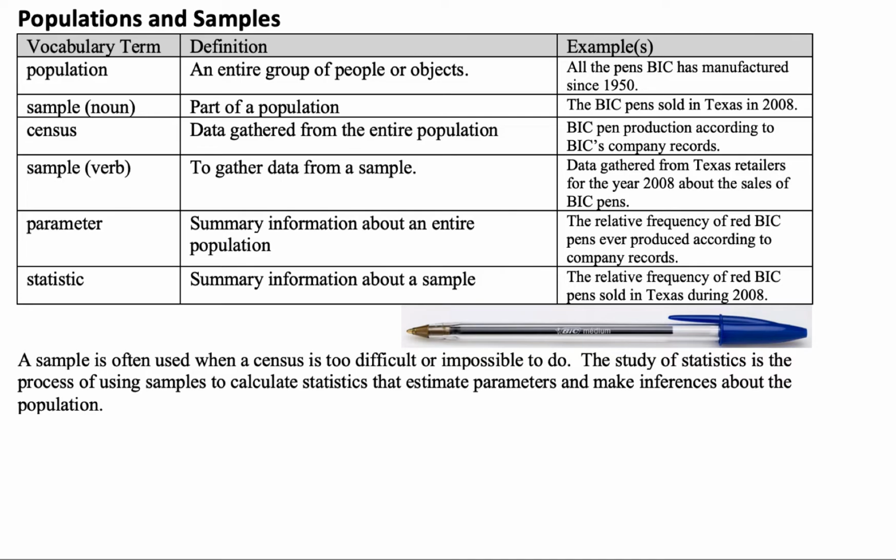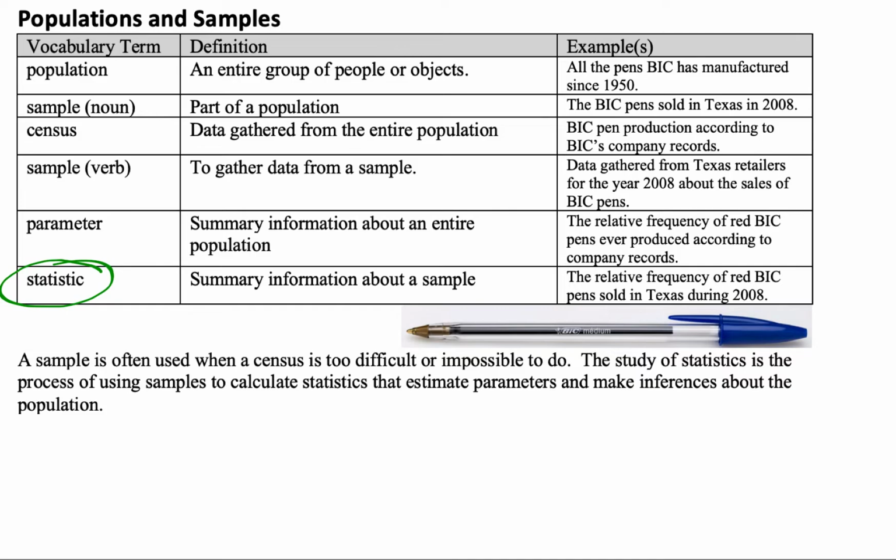A sample as a verb, so to sample something, is to gather data from a sample. So, for example, data gathered from Texas retailers in the year 2008 about the sale of BIC pins. A parameter is summary information about an entire population. So it could be the relative frequency of red BIC pins ever produced according to company records. Okay, and then statistic. This is what we are going to be studying this unit. It's summary information about a sample. The relative frequency of red BIC pins sold in Texas in 2008.